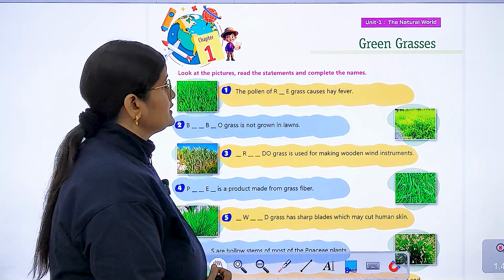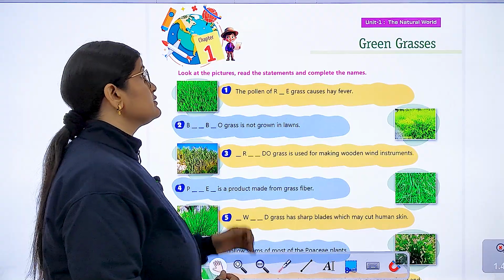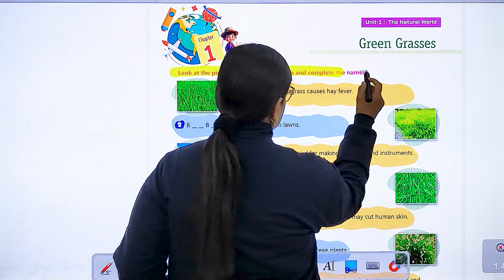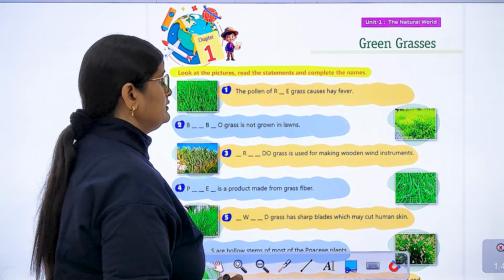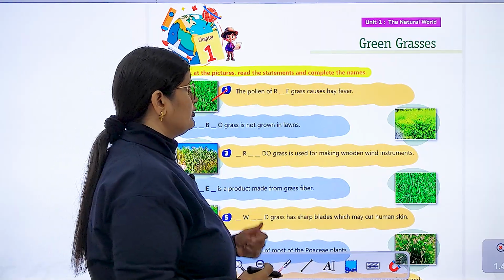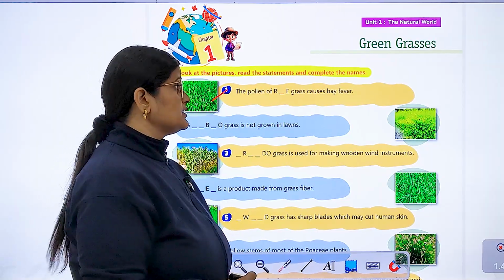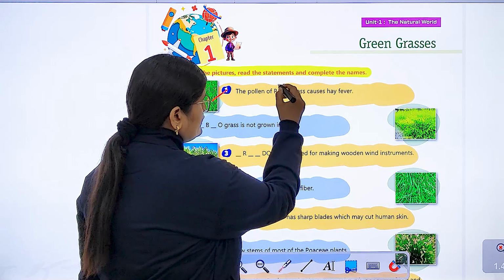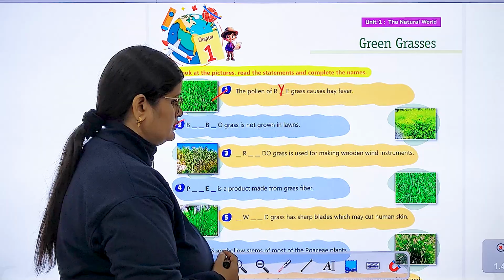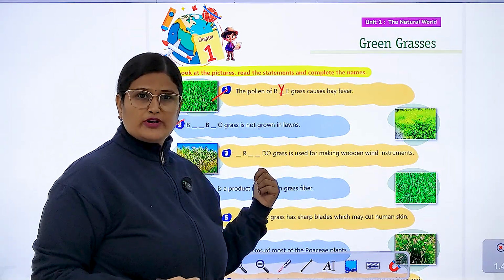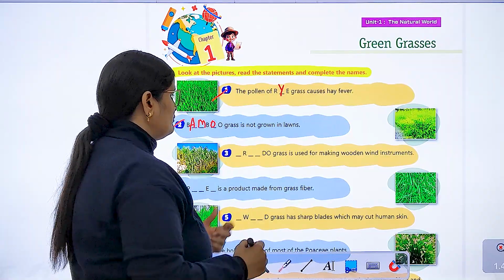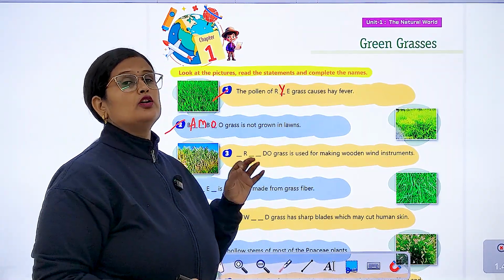Today, let me start GK Unit 1, The Natural World, Chapter number 1, Green Grasses. Look at the pictures, read the statements, and complete the names. Number 1, the pollen of ryegrass causes hay fever. It is rye. Number 2, it is bamboo grass. Bamboo grass is not grown in lawns.